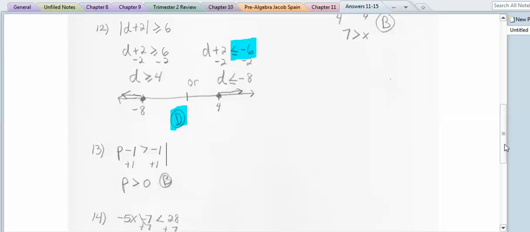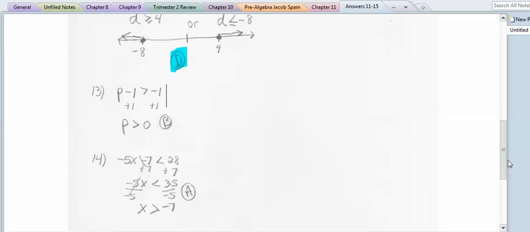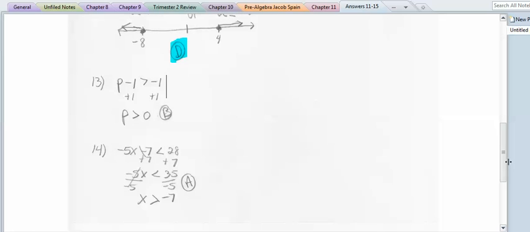13, just a simple solving an equation or inequality, and my answer choice is B.